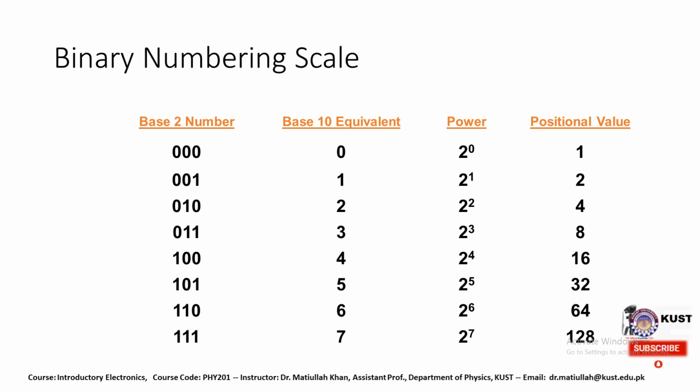If we look at this, this is the base 2 number system, this is base 10, this is binary, this is base 10, and this is the power, and this is the position values. So if we have 0 0 0, we can write in base 10 that is equal to 0, 2 power 0, and that is equal to 1. Similarly 0 0 1 is equal to 1, and its value will be this one. And just like in this conversion, we can have this simple table where we can convert the values.